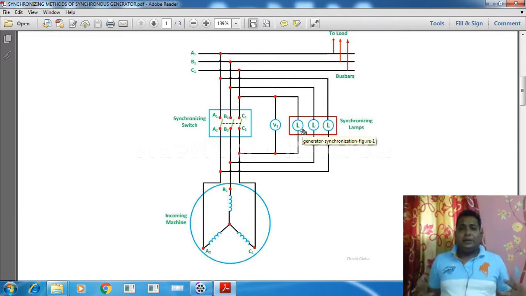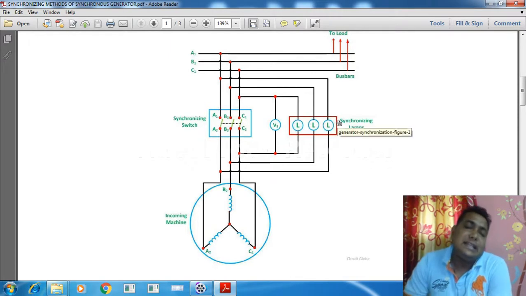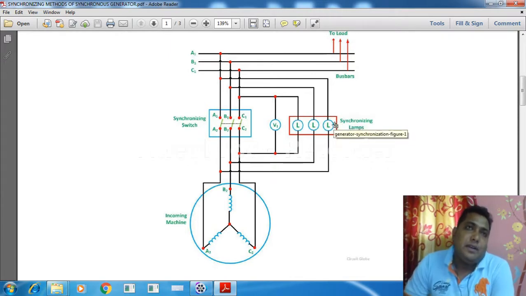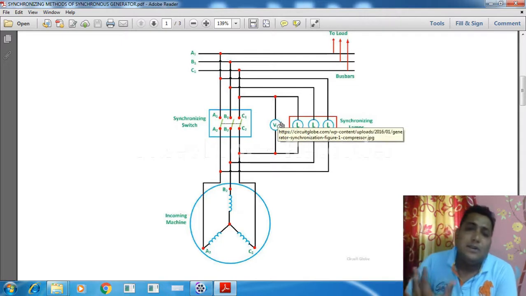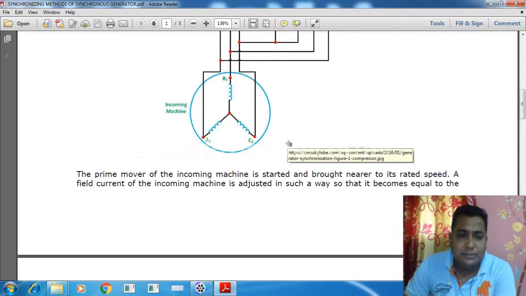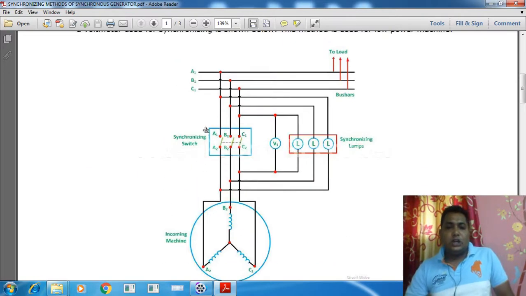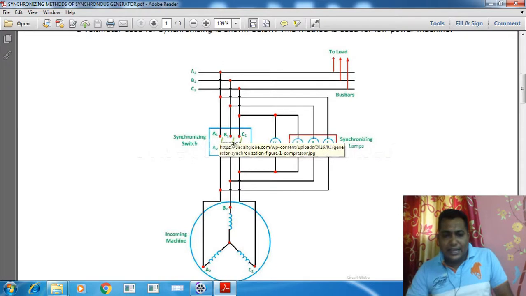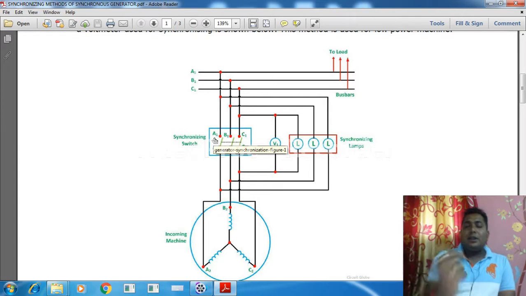Now, from the glow of these lamps we can understand whether they are in the same phase sequence and same frequency or not, and the voltmeter will show us the voltage level. So let us see what is there. The prime mover of the incoming machine is started and brought near to the running system. Before it is connected, it is like the picture as it is, that system is running there, it is not connected, so the lamps are not glowing.